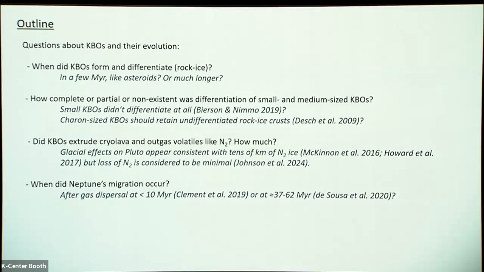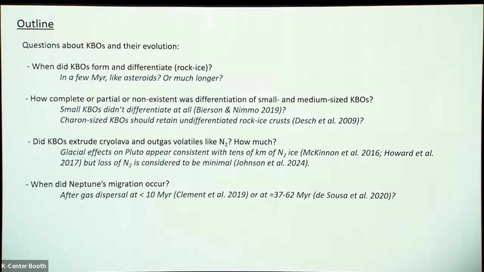Questions that I have when I think about interior structure and evolution include things like, when did the Kuiper Belt objects accrete and form, and when did they heat up and differentiate? It could be like asteroids. They accreted quite a lot of aluminum-26 and they melted almost immediately, within less than 1 million years or so. Or possibly they took longer to accrete. Aluminum-26 had decayed. Maybe they took many tens of millions of years.